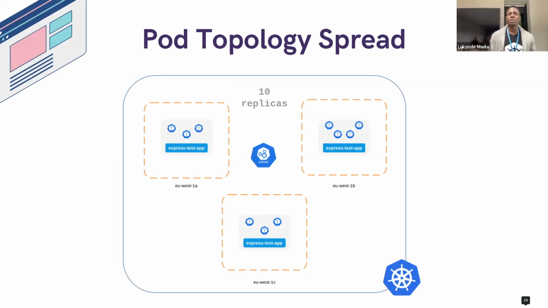And pod topology spread constraints help you achieve the same objective. You can also achieve fault tolerance, but in addition to that, it also gives you resilience. As you can see in this diagram, you have more control over the distribution. You can have multiple replicas across different zones or across different hosts.